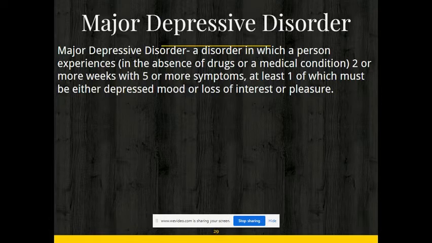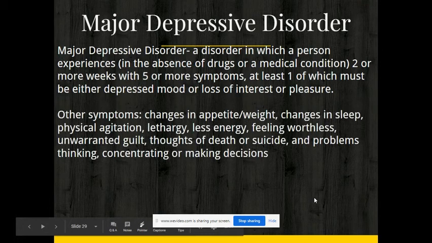They're going to have 2 or more weeks with 5 or more of the following symptoms, and one of which must be a depressed mood, that has to be one of the 5 that you're going to see, or loss of interest or pleasure. And so these are things they could suffer from.